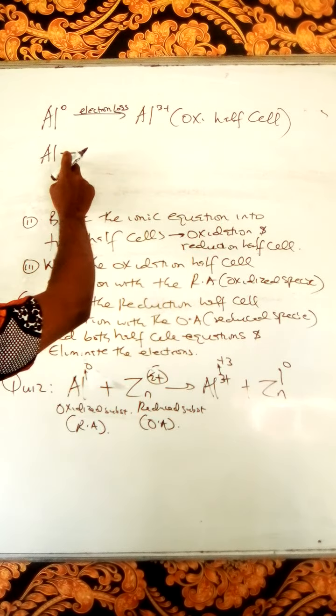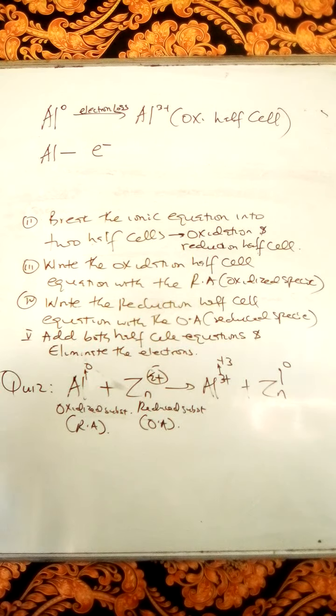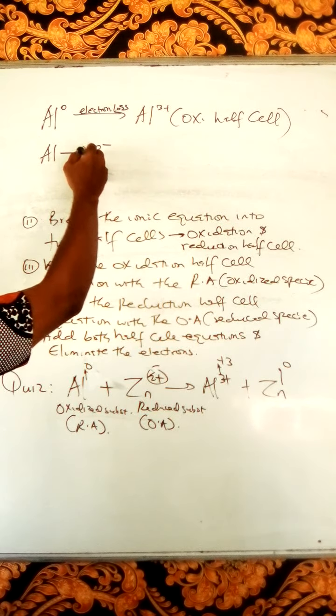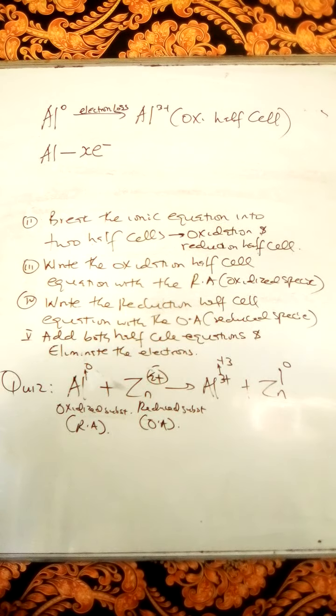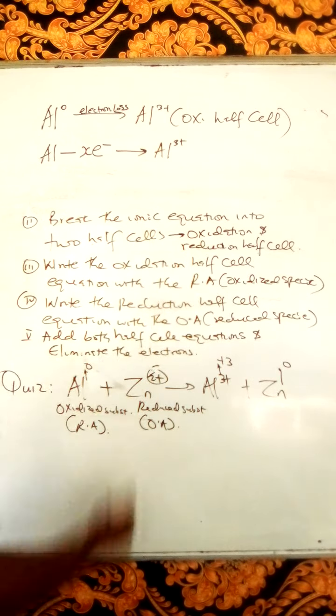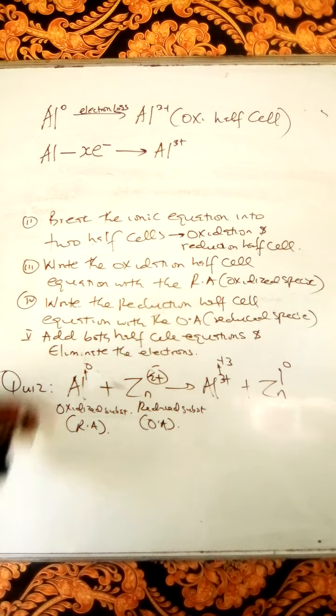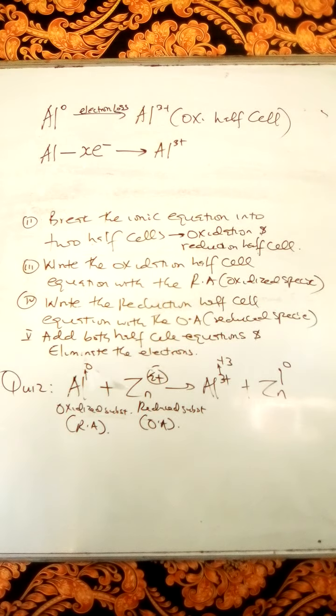The symbol e minus is the symbol of electron. We now write x in front, meaning the number of moles of electrons lost in the equation, giving us aluminium 3 plus. Before we continue, we need to balance the equation and find what x represents. This is now a half cell equation showing oxidation. So what do we do?